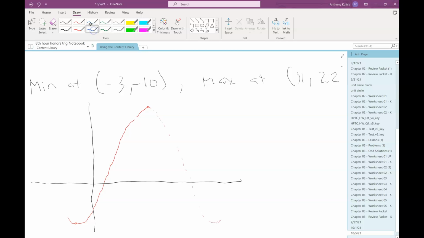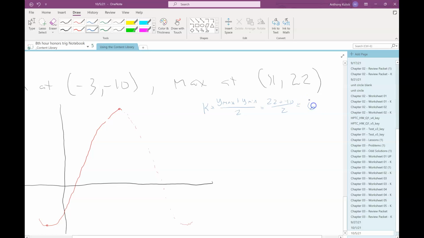All right. Just like the previous graph problems, I'm going to start by finding the k. The k is halfway in between the max and the min. Everybody agree with that? So halfway in between -10 and 22 is going to be the same as finding the average between the two. So in this case, that's going to be 22 plus -10 over 2, or 6. Everybody's okay with that?